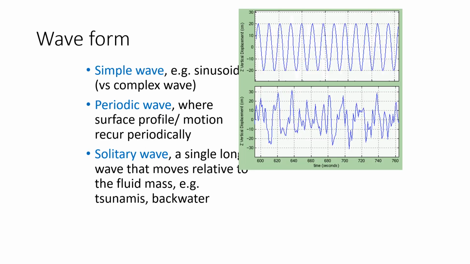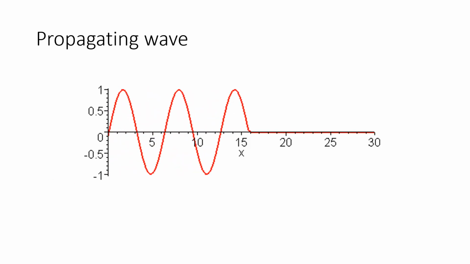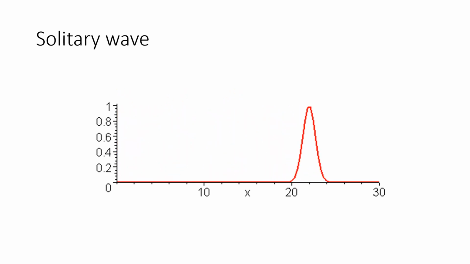If we examine waves more specifically, we may define a wave as a simple wave, such as a sinusoidal wave that we see here with a repetitive regular motion, or we may have a complex wave which looks like this. Now a wave is said to be periodic where its oscillations repeat periodically, but we may also have waves which are defined as solitary, which means that there is only a single wave that moves relative to the fluid mass. Examples of these would be a tsunami or backwater. And here on this slide we see an example of a solitary wave.